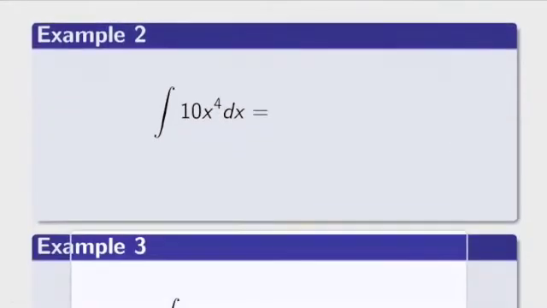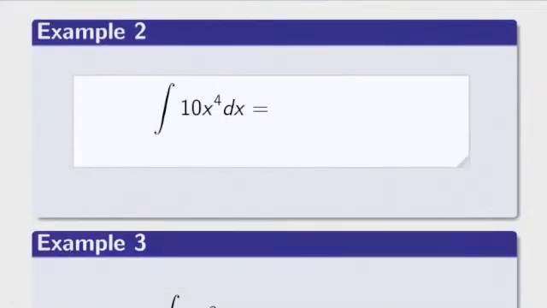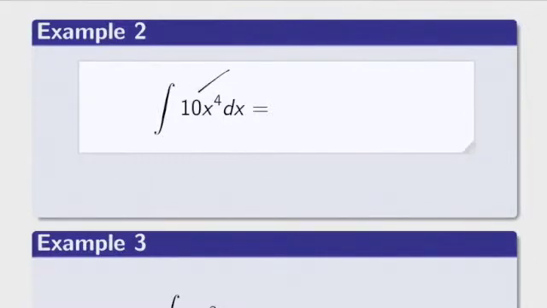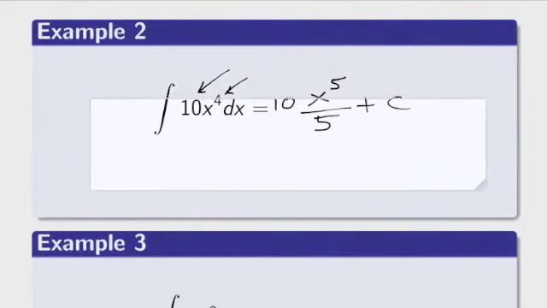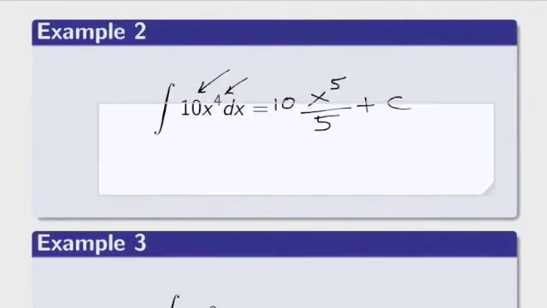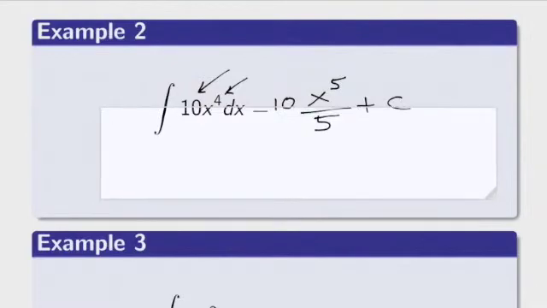So let's look at another example. This coefficient 10 will remain the same on the right hand side. The index is 4, so we would add 1 to that index, so that will be 5. Divide by 5 plus a constant. So we can simplify this to 2x raised to the power 5 plus a constant.